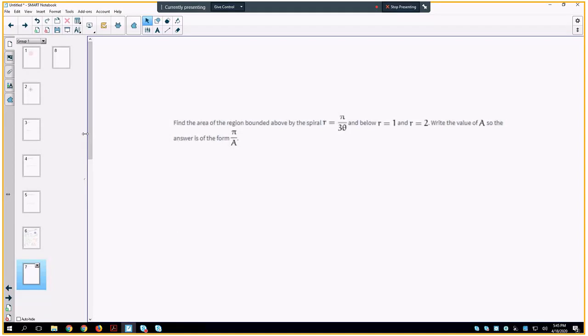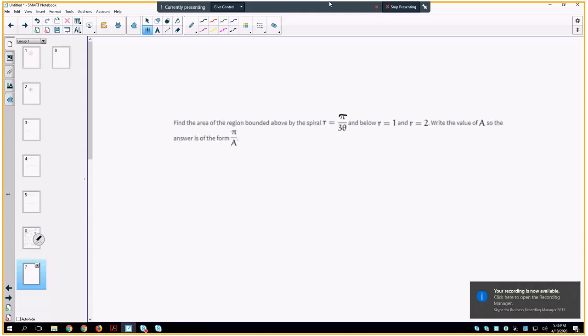Slightly different type of problem. You may have noticed that in all of the examples we've done so far, we've integrated first with respect to r and then with respect to theta. But there might be times when it is actually advantageous to integrate first with respect to theta and then with respect to r. So it turns out that this is such a time.